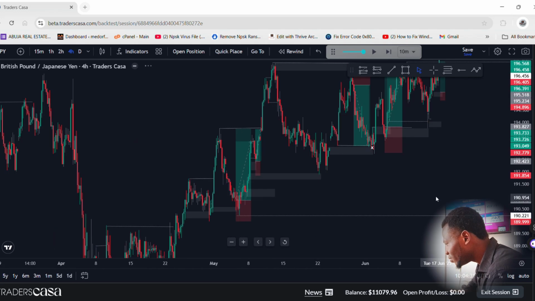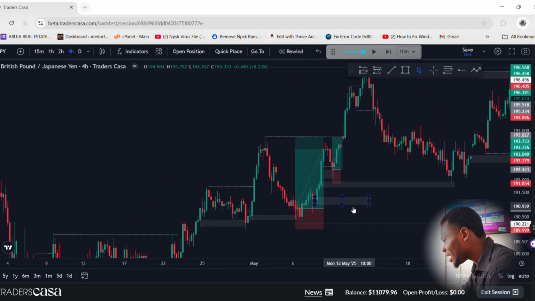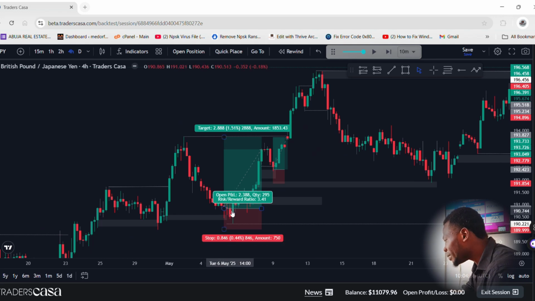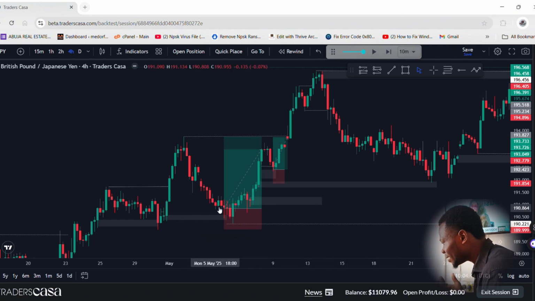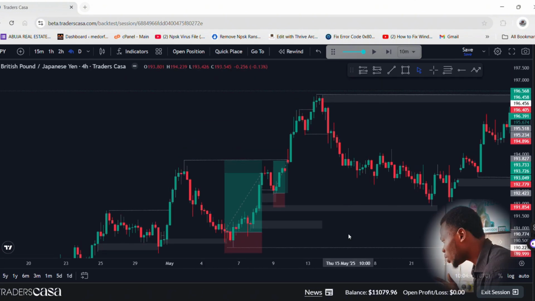You understand? Okay, look at this trade we took here. You see how price was just dancing within our entry. You could have, out of fear, closed the trade, and you'd see that it will still go in your direction.